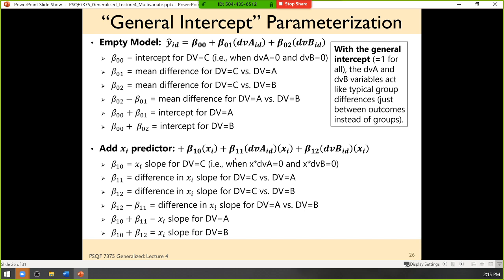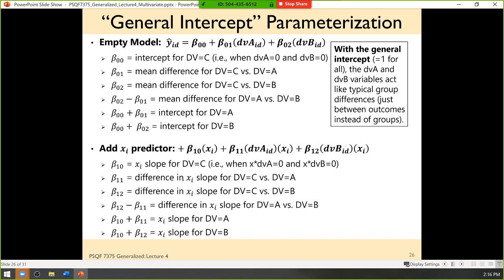If you add in a predictor, same pattern. Let's say I have my predictor x. I put in a main effect of the predictor. I put in an interaction of x with dva and an interaction of x with dvb. Well, that means the main effect is going to be the effect of my x predictor specifically for c, because that's when the other terms go to 0.